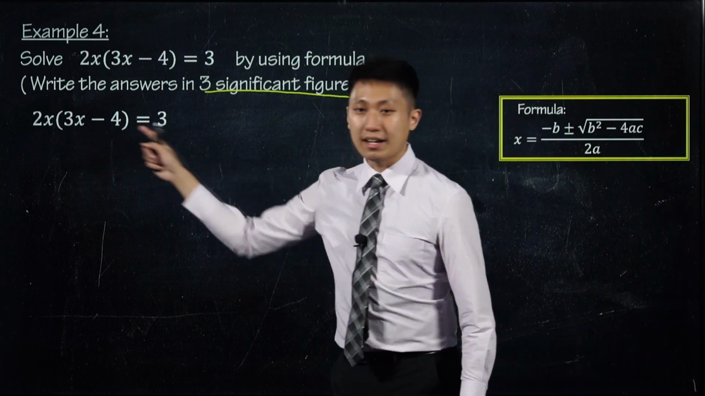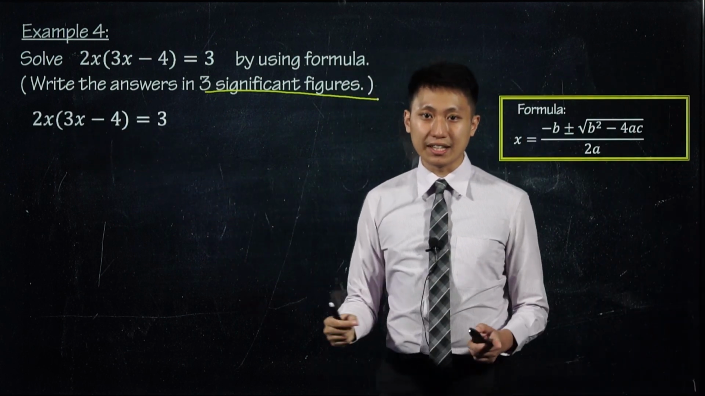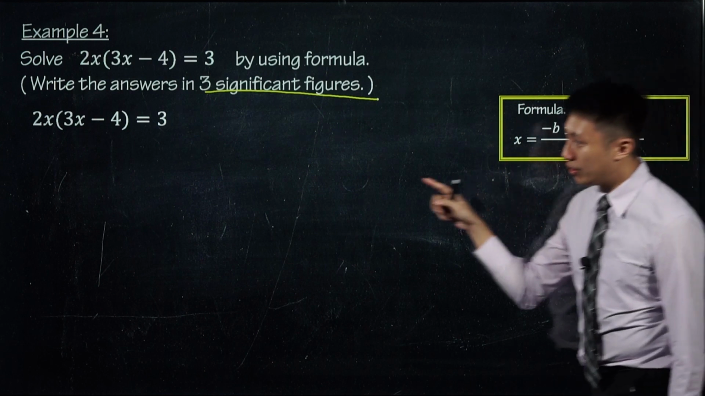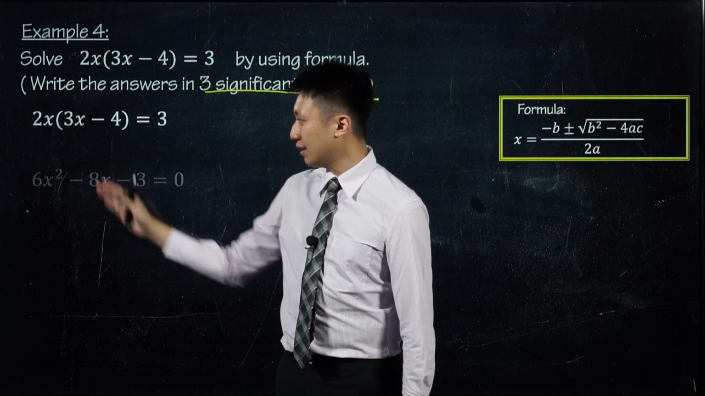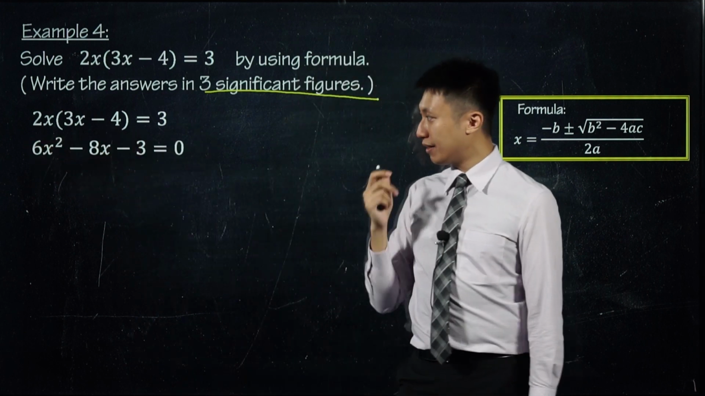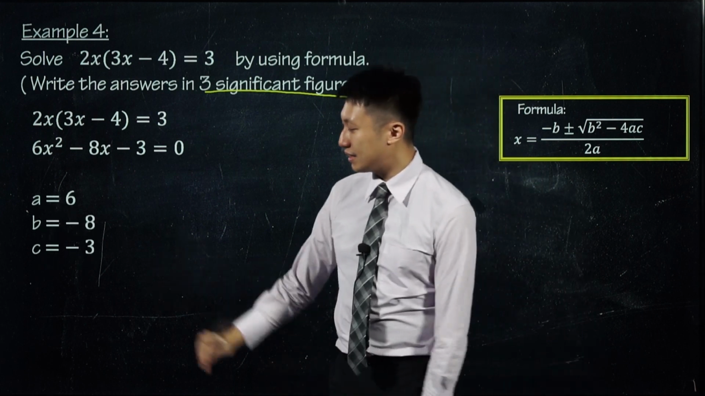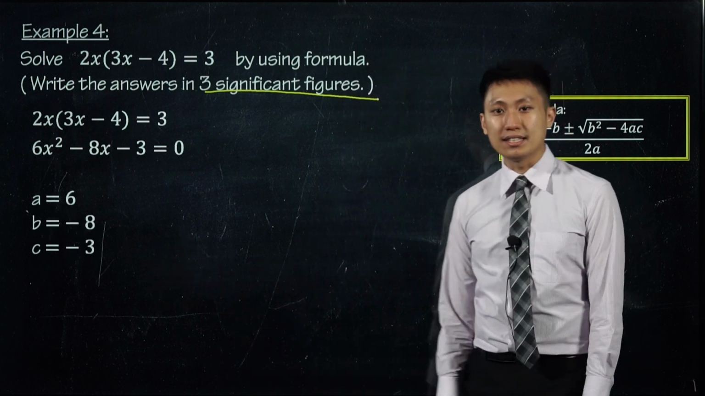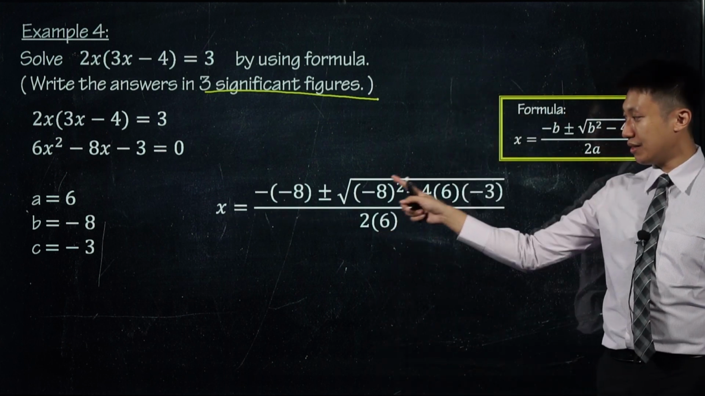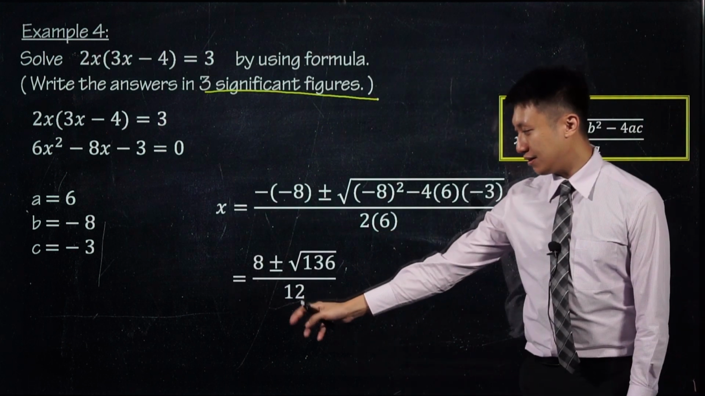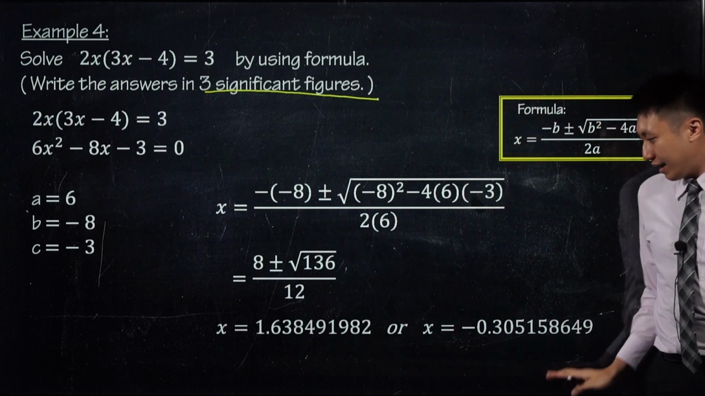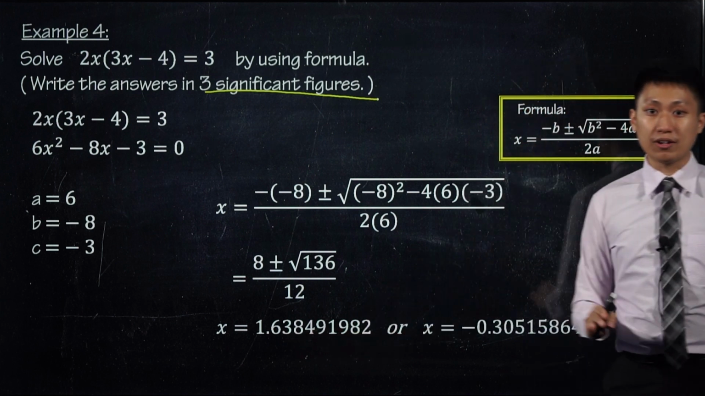So I see this one, I don't panic. I want to extract the information about A, B, and C. So I have to multiply in and move everything to one side. I get this one. Okay, so I can easily identify A is 6, B is -8, and C is -3. Then next, I solve using the formula. I get this one, and I get this one. Then I have 2 answers already. One is plus, one is minus, and I get this long answer from my calculator.